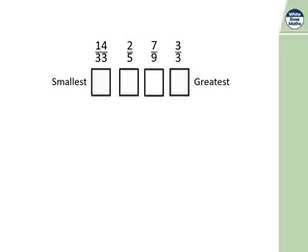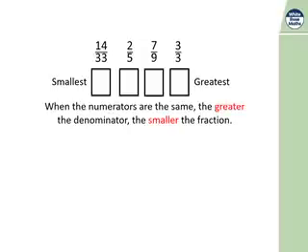Here we have 4 more fractions to put in ascending order. Have a think about whether we're going to use the common numerator or common denominator rule to help us do that. You may have seen that for 3 of the fractions we can use a common numerator of 14, and it's those 3 fractions. We're going to use this rule.